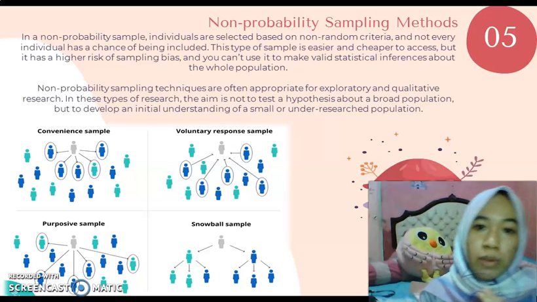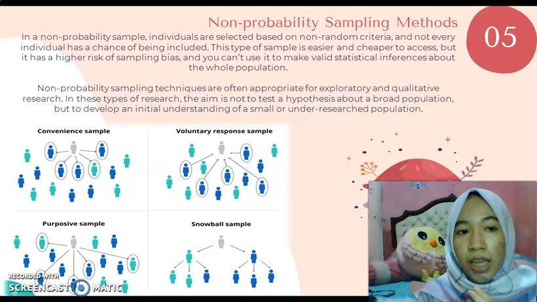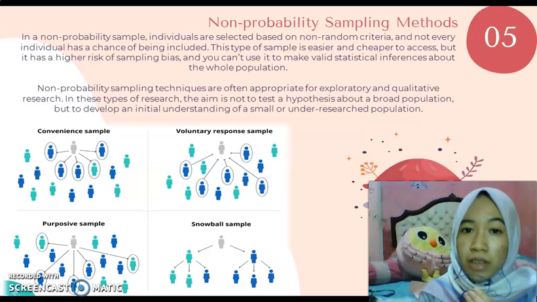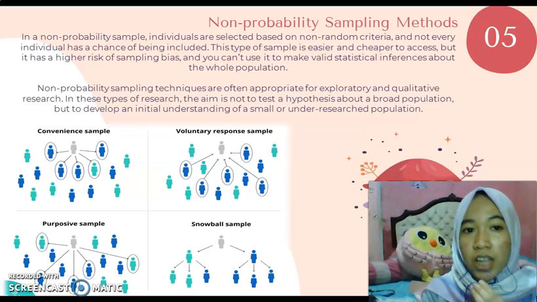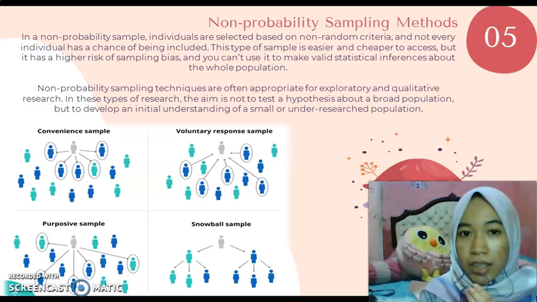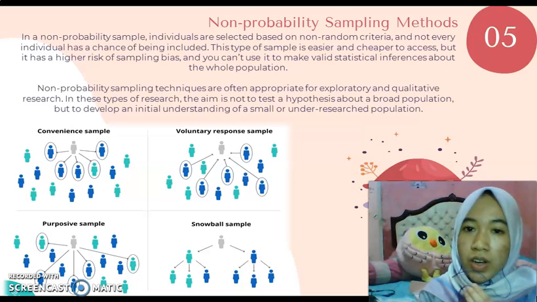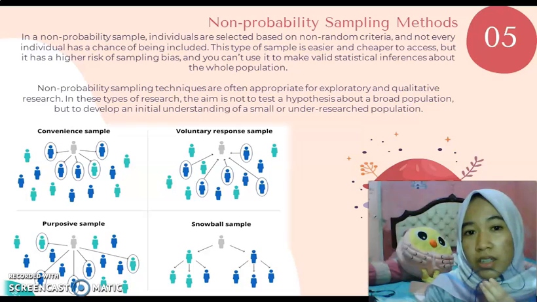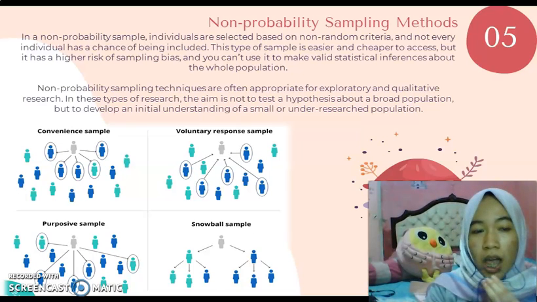5. Non-probability sampling method. In a non-probability sample, individuals are not selected based on random criteria, and not every individual has a chance of being included. This type of sample is easier and cheaper to access, but it has a higher risk of sampling bias, and you can't use it to make valid statistical inference about the whole population.